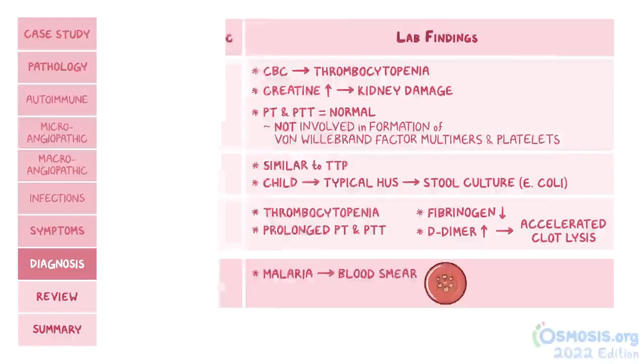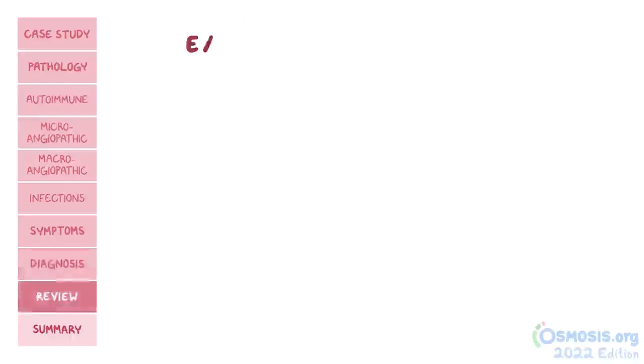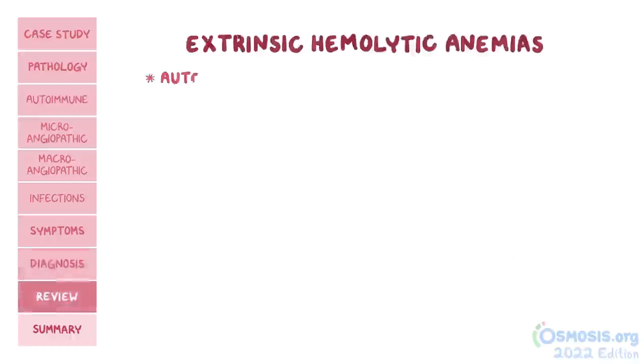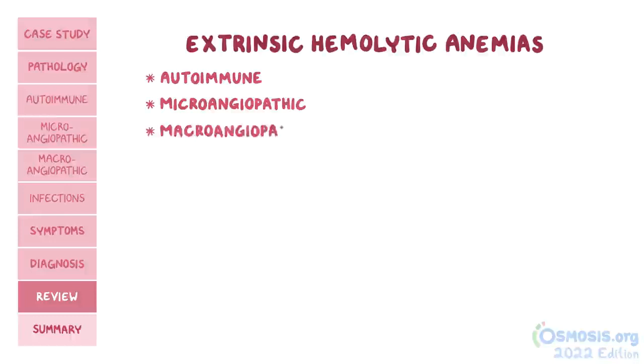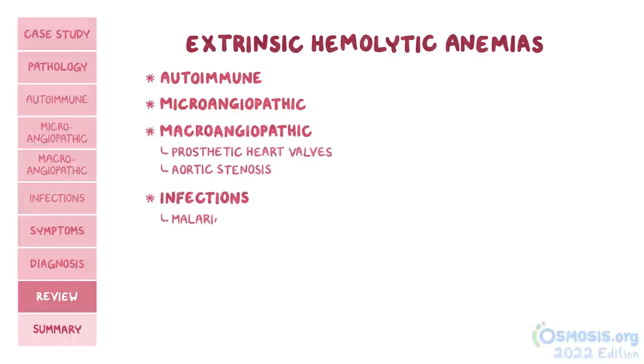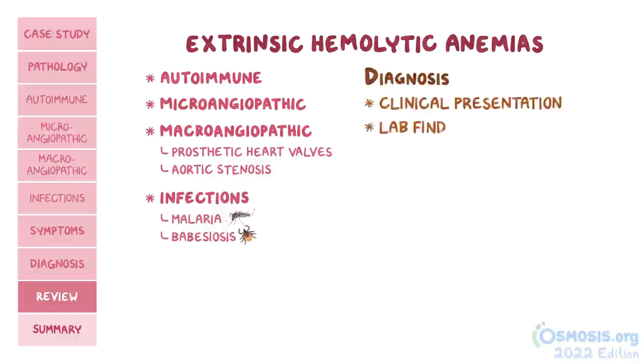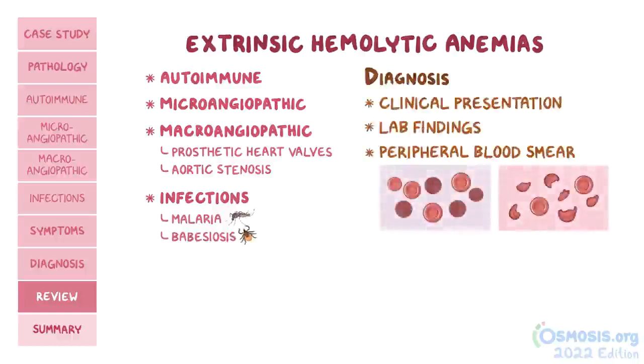Alright, as a quick recap. Extrinsic hemolytic anemias include autoimmune hemolytic anemia, microangiopathic hemolytic anemias like TTP, HUS, and DIC, macroangiopathic hemolytic anemia due to prosthetic heart valves and aortic stenosis, and infections causing hemolysis like malaria and babesiosis. A diagnosis can be made based on clinical presentation, lab findings, peripheral blood smear, and more specific tests like Coombs test.